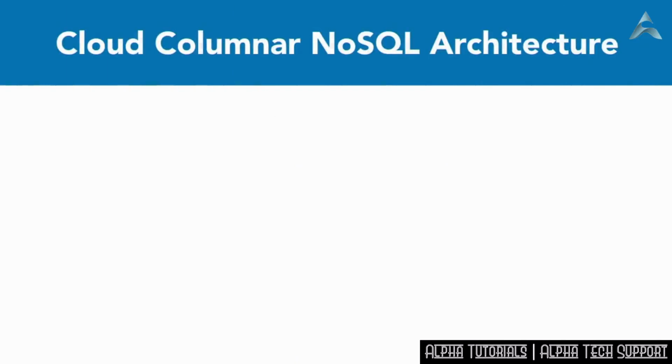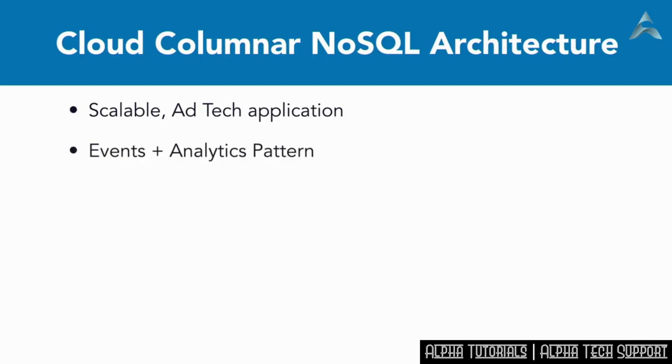So now let's look at applying this cloud columnar NoSQL service to an architecture. In this case, we're going to be building a scalable ad tech application, and we want to use column stores for both events, which is individual queries, and analytics patterns, which is aggregate queries.